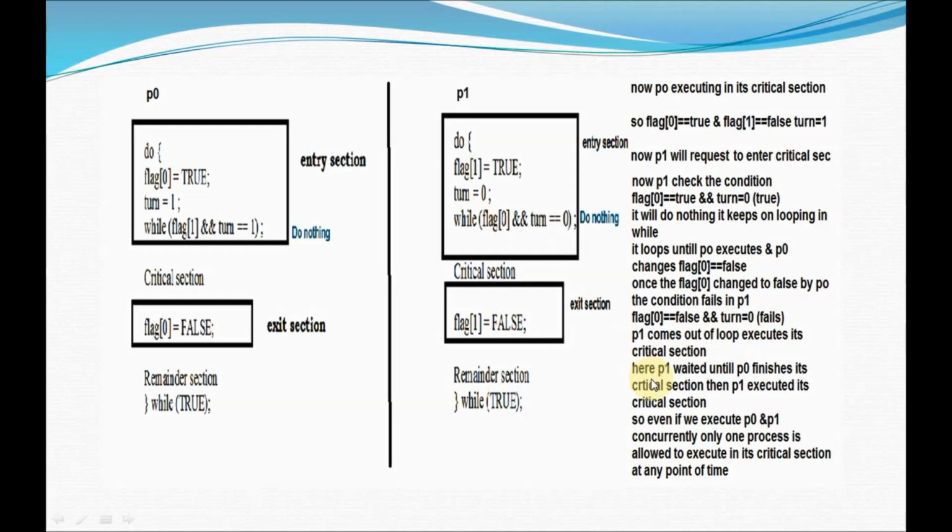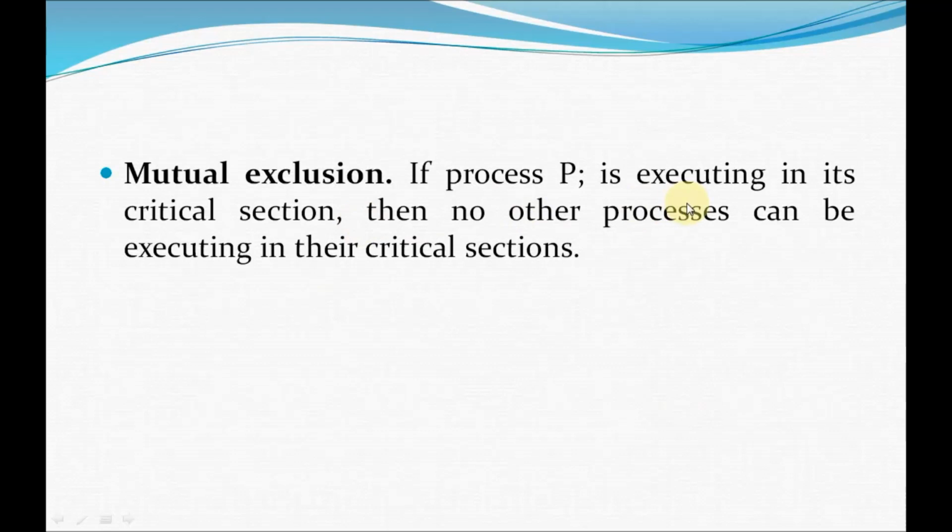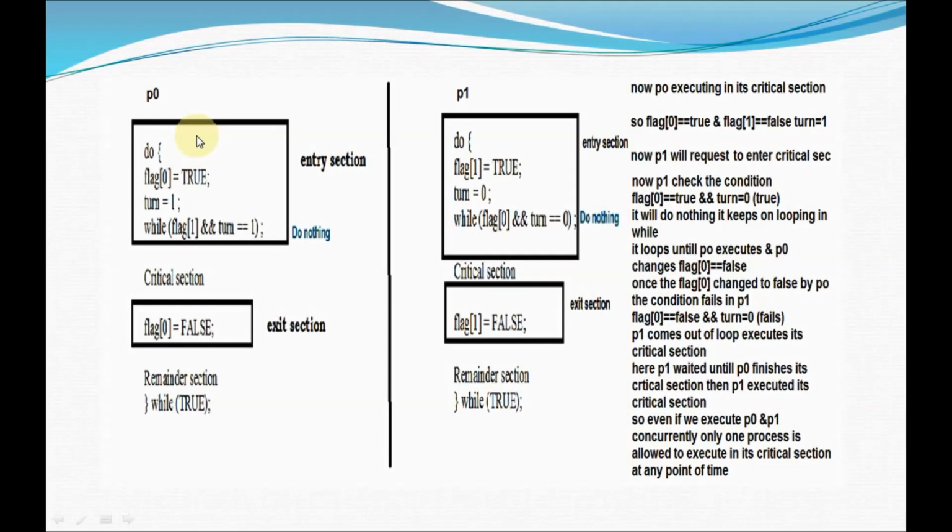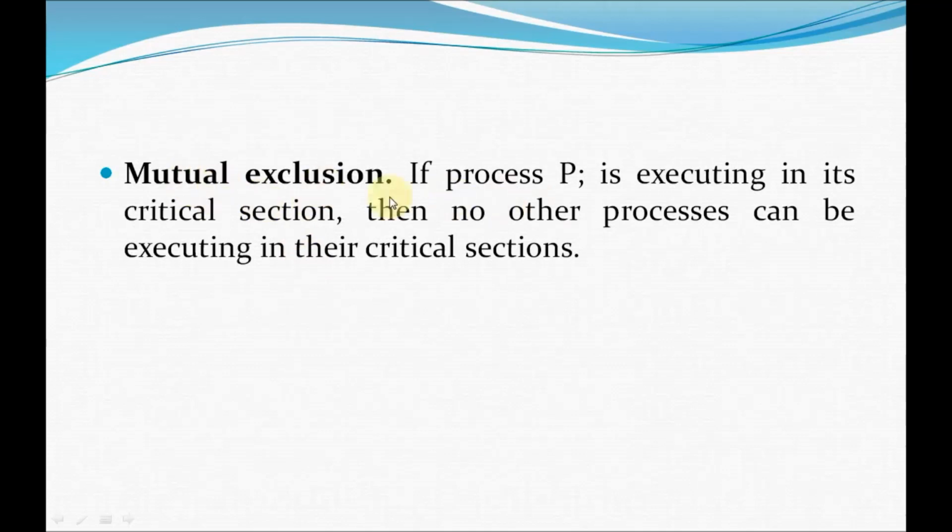One thing you have to remember here: P1 waited until P0 finished its critical section. So even if we execute P0 and P1 concurrently, only one process is allowed to execute in its critical section. Mutual exclusion holds good. Here I allowed process P0 to complete its execution first, and only after that I allowed P1 to execute in its critical section. That is, mutual exclusion is preserved. I allowed only one process to execute in its critical section. First property met here. Understood, guys?